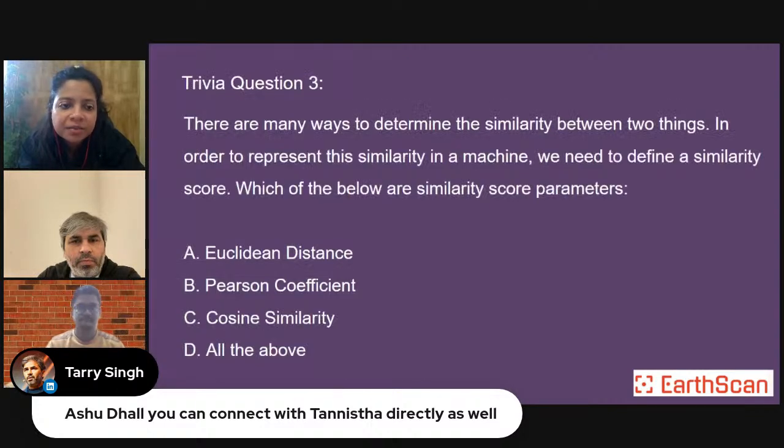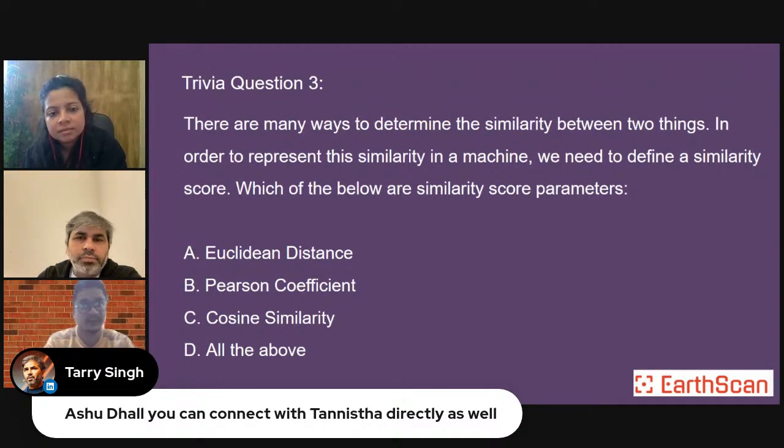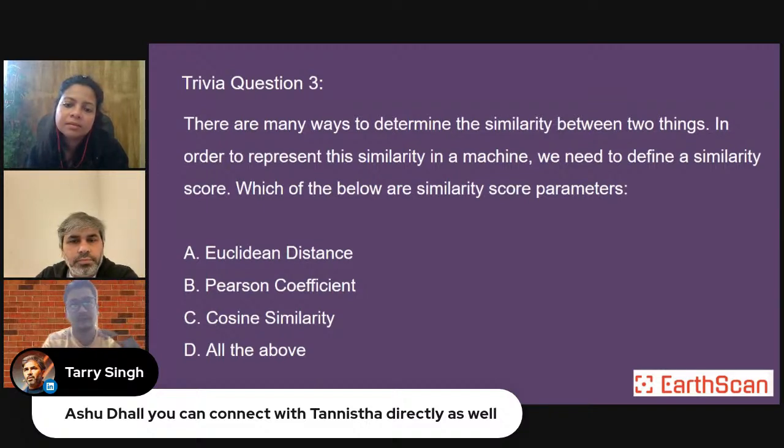So that's time for trivia question three. Kwame, do you want to take this? Yeah, sure. There are actually many ways to determine the similarity between two things. Taking an example of the previous use case, I mentioned that we are going to find the pattern from the reference well to the test well. So there is a similarity score that we are looking at, and it is related to that. There are many ways to determine the similarity between two things, or you can say two curves. In order to represent that similarity in a machine, we need to have some score, and which out of all these four is the correct answer.